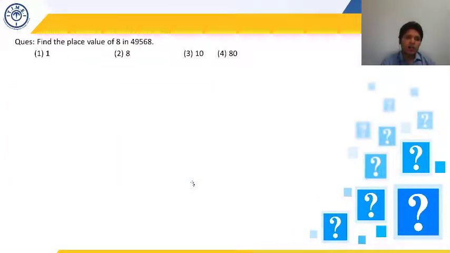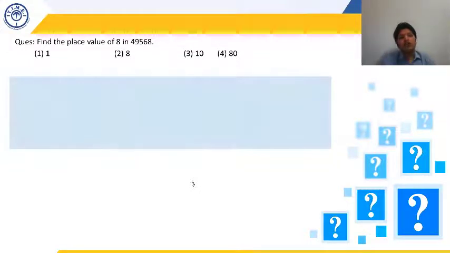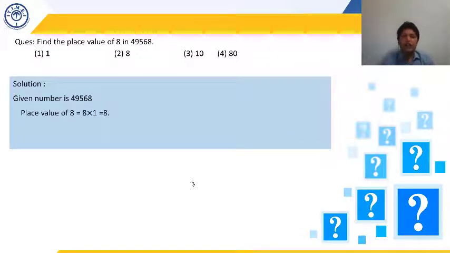Okay. Next, just try this question now. Just try to get the answer in 20 seconds. I hope most of you have got the answer. Find the place value of 8 in 49568. 8 is at units place or ones place. So 8 into 1 is going to be its place value. So the answer is 8, or option 2.